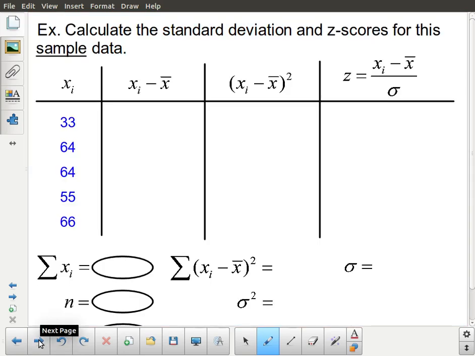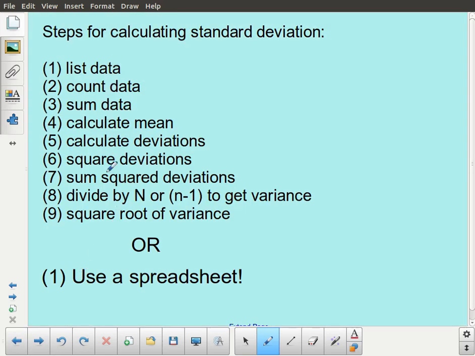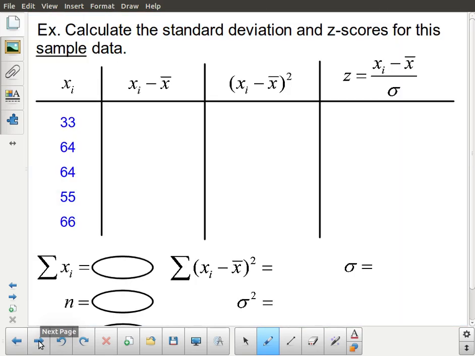So let's take a look at this example that I've created. As you can see, this example only has 5 data points, and I ask you to calculate the standard deviation and the z-scores for this sample data. And so in order to be able to calculate the standard deviation, here I had a long list of different things to do, and I didn't even talk through those. But if you want to, you could come back and revisit this, and you'll realize that we've done a bunch of these things. As a matter of fact, we've done all of them by the time we're done.